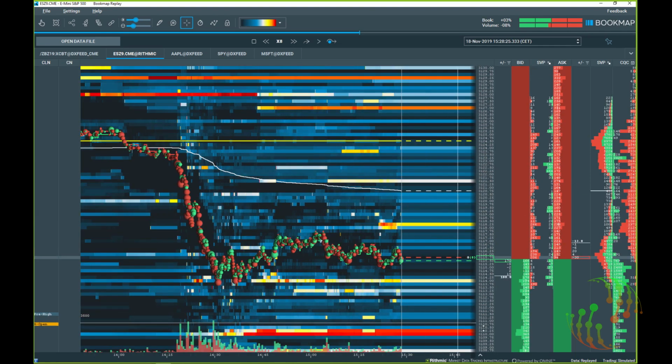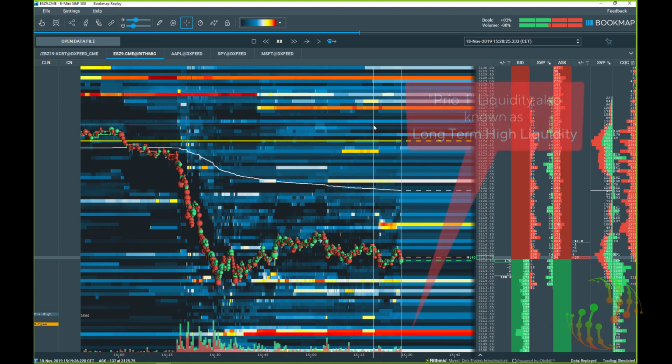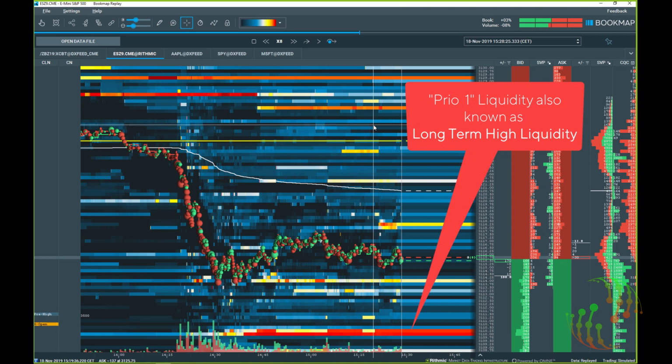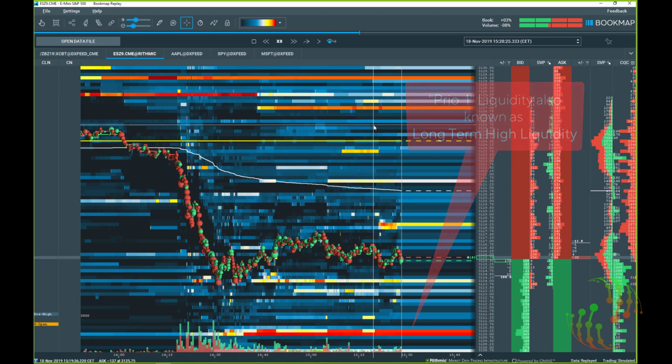How can we call that here? That's number one in the hierarchy. And the full expression for number one is, what's the terminology? How do we call it? Long-term liquidity. Yes, long-term high liquidity. Long-term high liquidity. Yes, that's so.